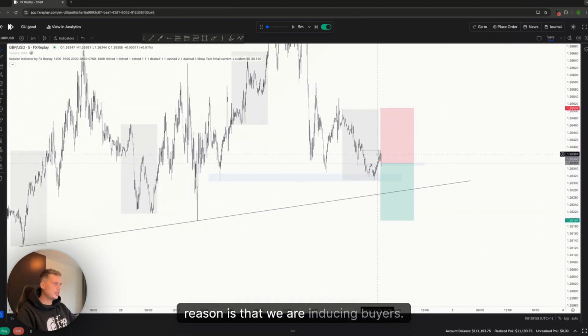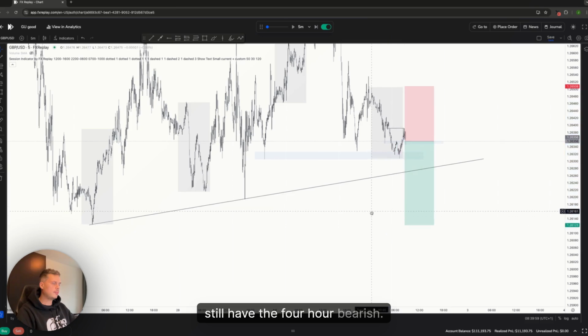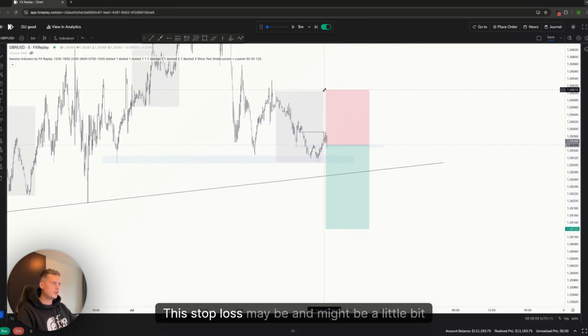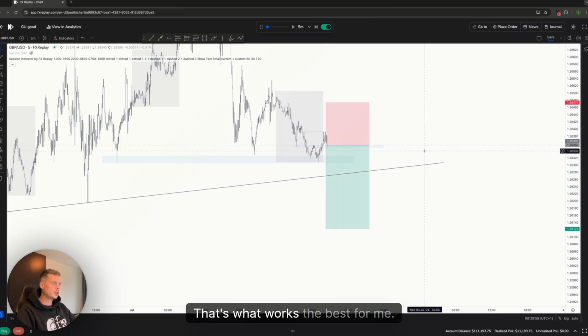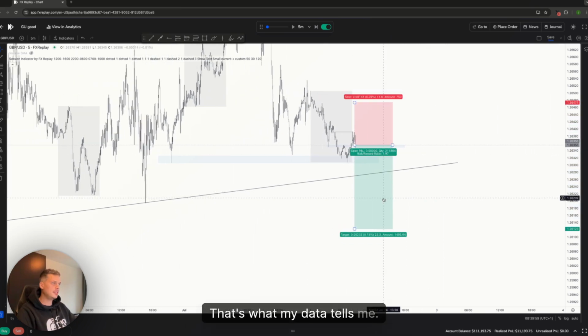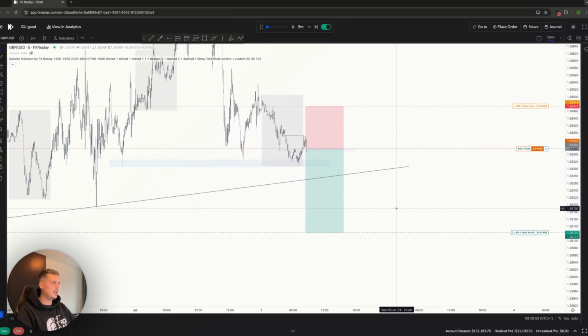reason is that we are inducing buyers. We still have our support area. We still have the trend line. And in my opinion, we still have the 4-hour bearish. This stop loss may be a little bit too high. I really need to target for a 1 to 2. That's what works the best for me. That's what my data tells me. Let's see if we put this trade in, how it will play out.